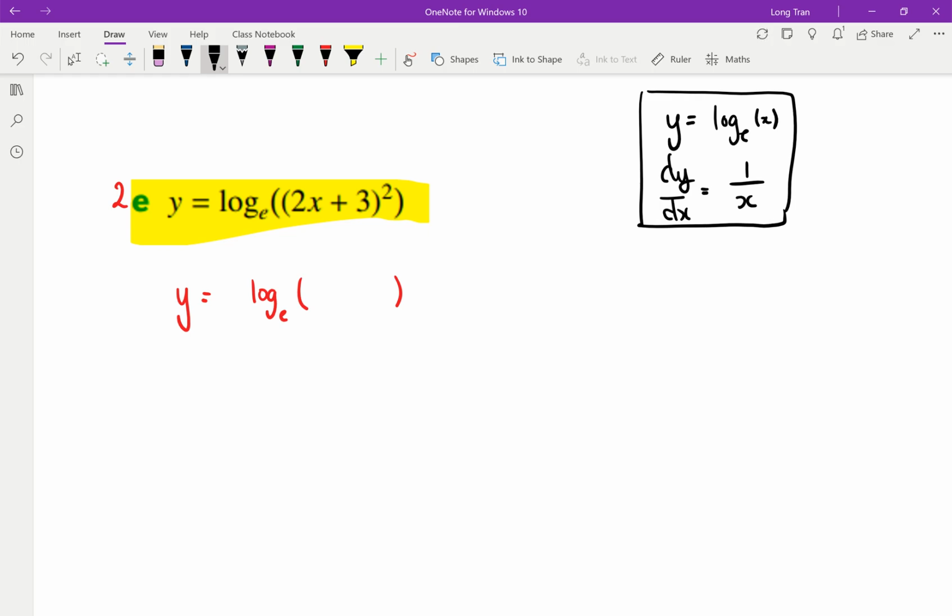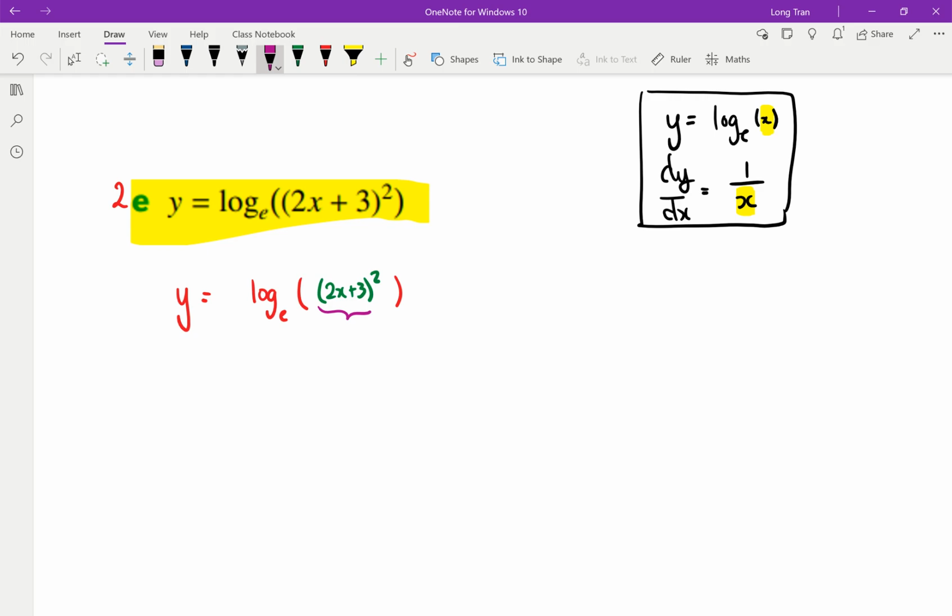What we don't have at the moment is just a variable. See, it's log e of x. There's only one variable there. In our case, we don't have one variable. Instead, we have bracket 2x plus 3 all squared. This is a problem. If it was just one variable, we would have been able to differentiate it.